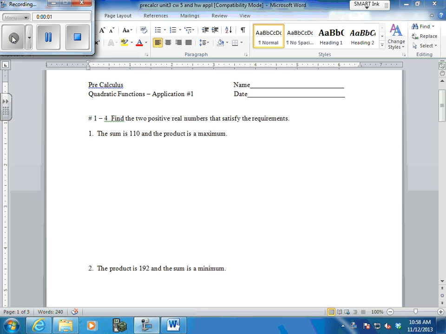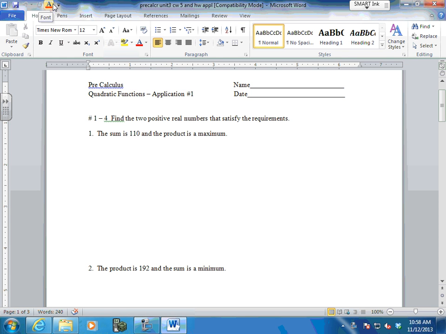Going on here with your parabolas. We're going to start with a real simple one. We have the sum of two numbers. We're going to find two positive real numbers that satisfy this requirement. Two positive numbers. Their sum is going to be 110, and their product is going to be a maximum.